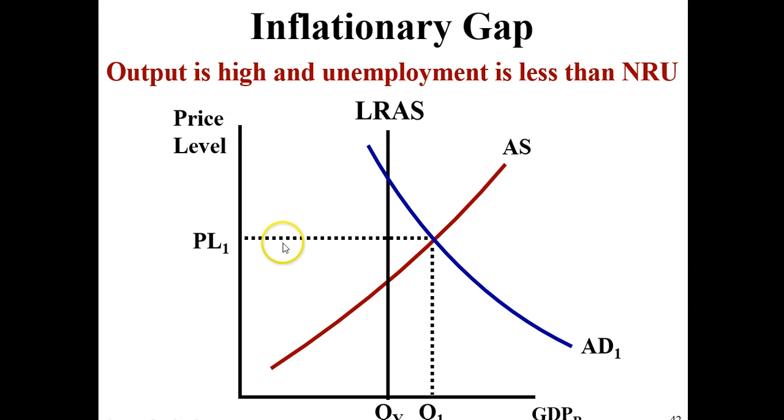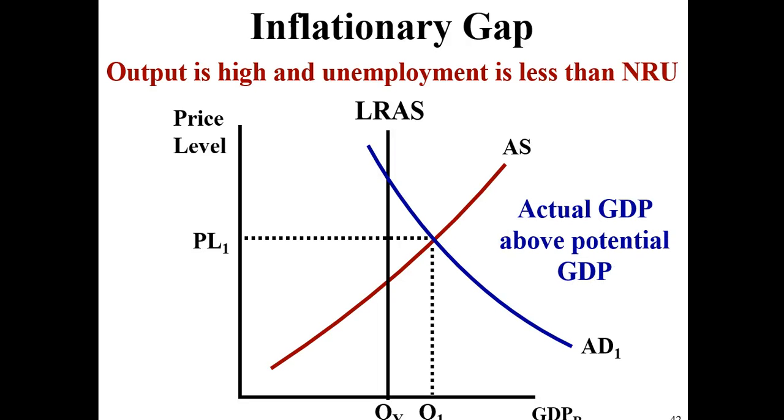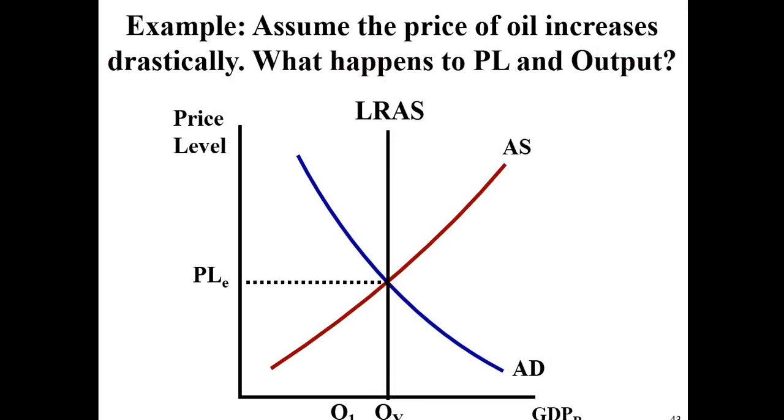Again, just seeing it here. Output is high, and unemployment is less than the natural rate of unemployment, because if we're producing here, and this is also the natural rate of unemployment, so to tie it back into that business model, if we're beyond this, we're producing out here, then we're below the natural rate of unemployment. So again, output is high, unemployment is low, and it's good, but it does put inflationary pressure on the economy. So our actual GDP is above potential GDP.